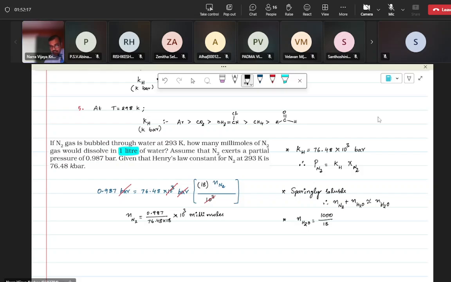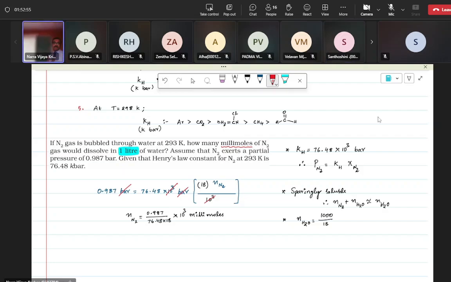Because they want the answer in millimoles, I'm converting moles to millimoles. This is number of moles into 1000 millimoles. Find that value: 987 divided by 76.48 into 18. Approximately 10 times, 15 times, no, 13 times. 13 by 18, okay, 12 by 18, 2 by 3, 0.67. The answer must be close to 0.7. Check the answer.